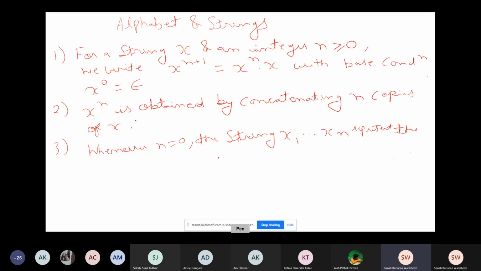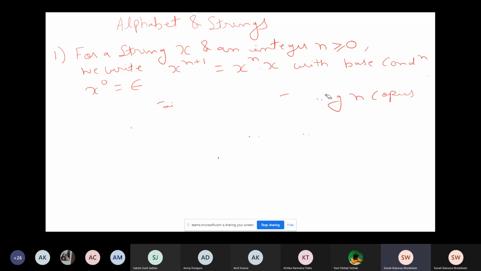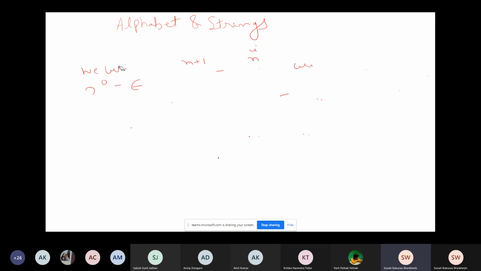Now the next one is the fourth one, that is the rule for computing the length of a particular string. This theory part is given in the PDF, you can just go through it. Our fourth rule says that, let x be a string.